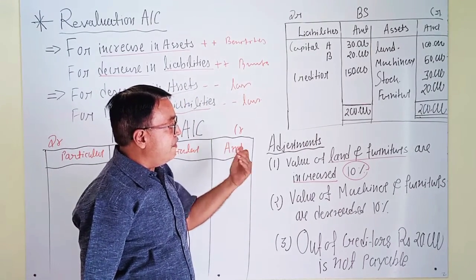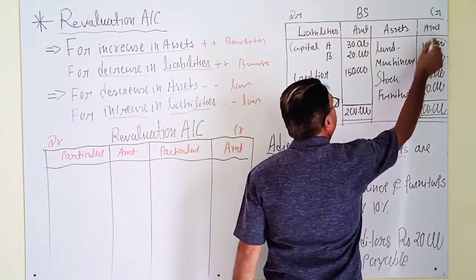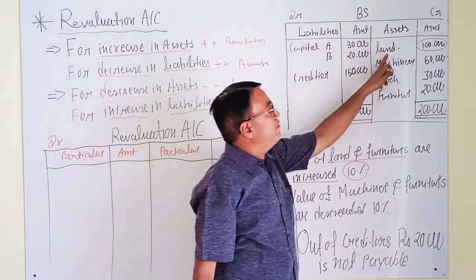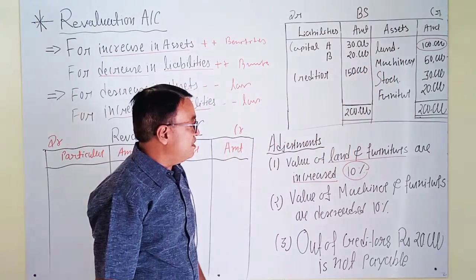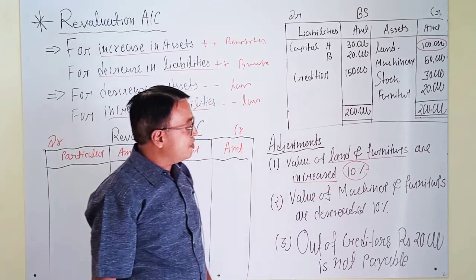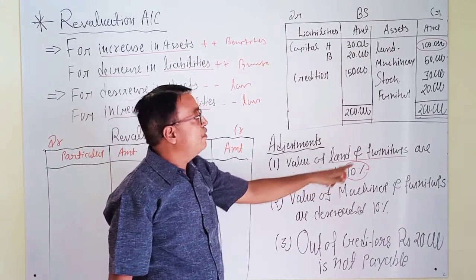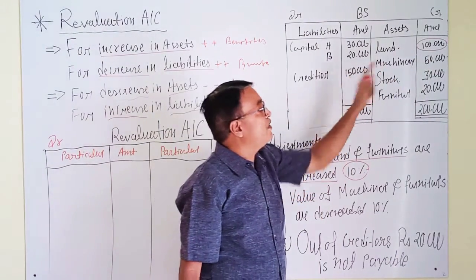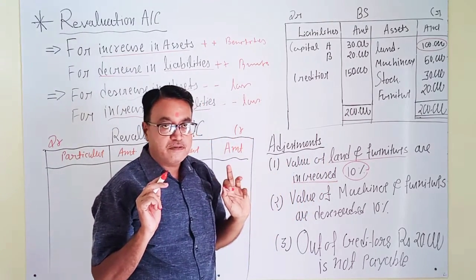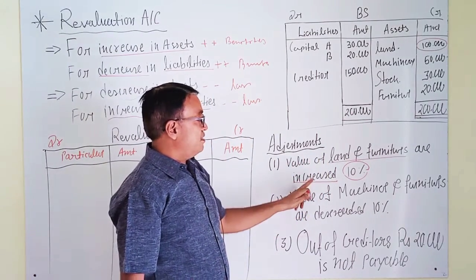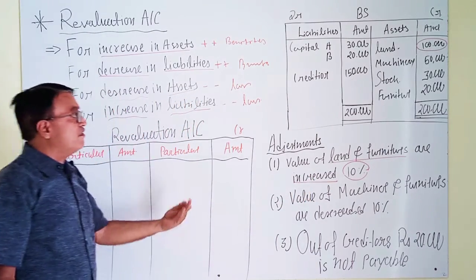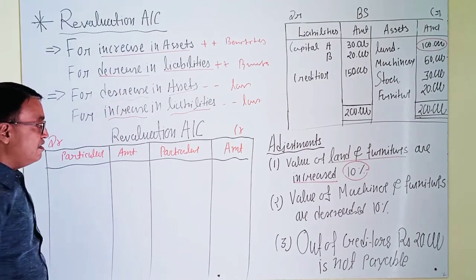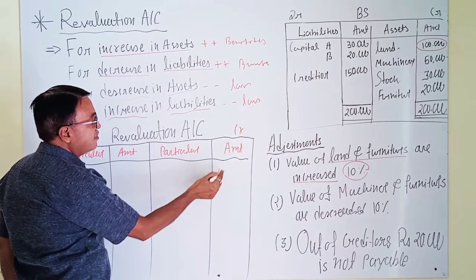The previous land value is given here, amount rupees 1 lakh. Land value is given as 1 lakh, and here the increase is 10%. 10% of rupees 1 lakh. Now you should calculate 10% of 1 lakh. It means rupees 10,000. 10,000 is increased. As per our rules, increase in assets is our benefit. Then I will record here the amount rupees 10,000.